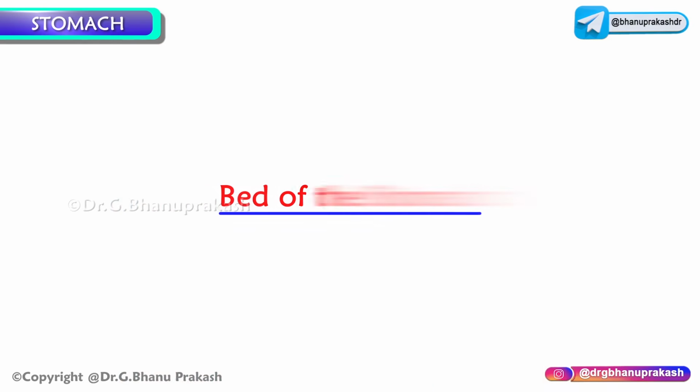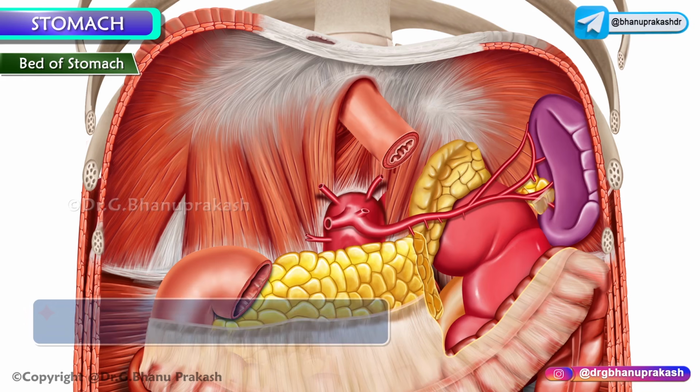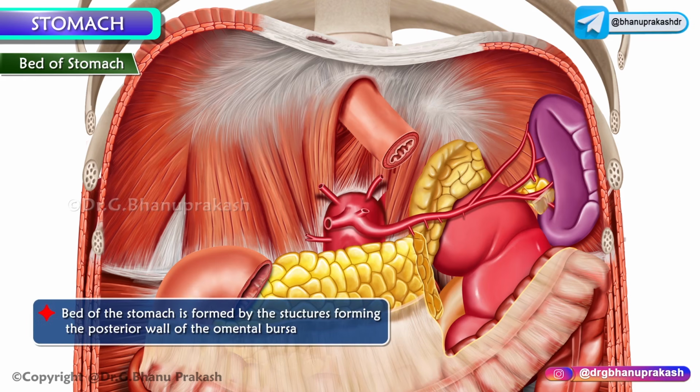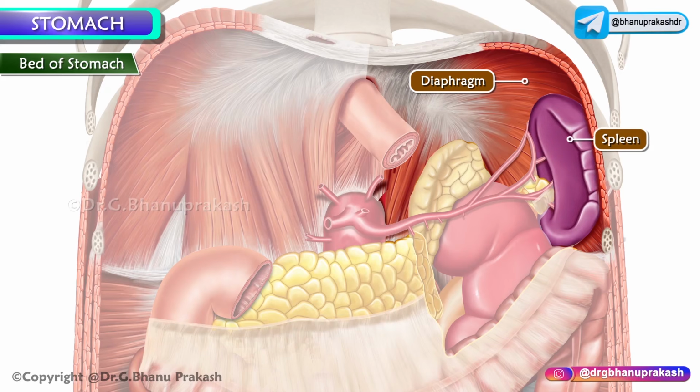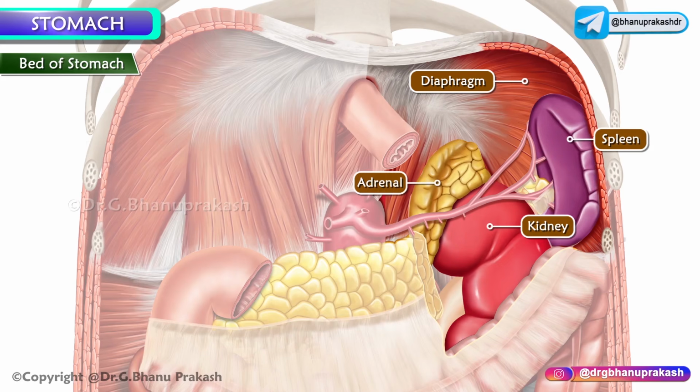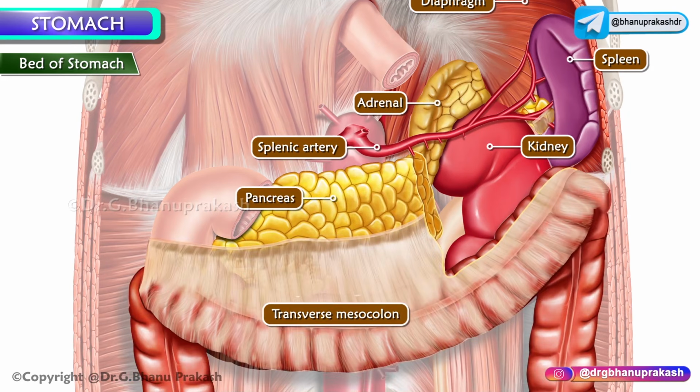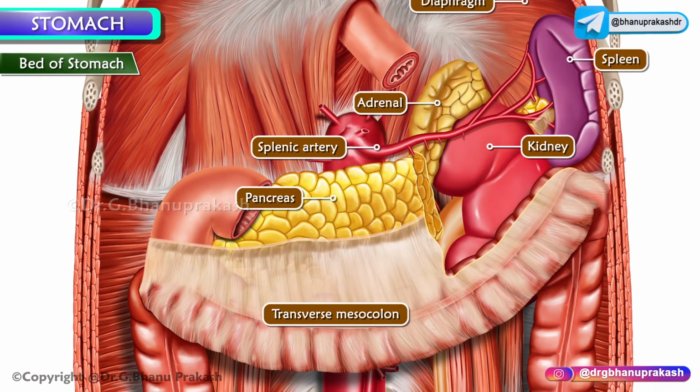Now, what is the bed of the stomach? The bed of the stomach means the structures on which the stomach rests in the supine position. So here the bed of the stomach is formed by the structures forming the posterior wall of the omental bursa, right? If you remove the omentum, you can see the structures related to the posterior wall of the omental bursa. And if you see these structures from superior to inferior, you can see the left dome of the diaphragm, spleen, left kidney and its suprarenal gland, splenic artery, pancreas, transverse mesocolon. All these structures form the bed of the stomach.